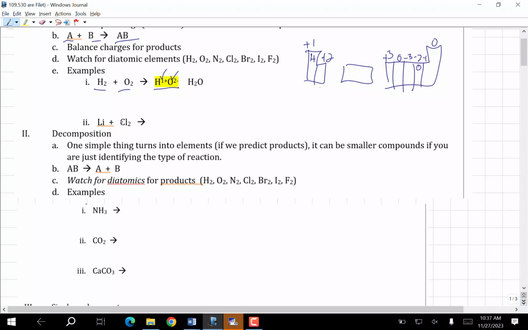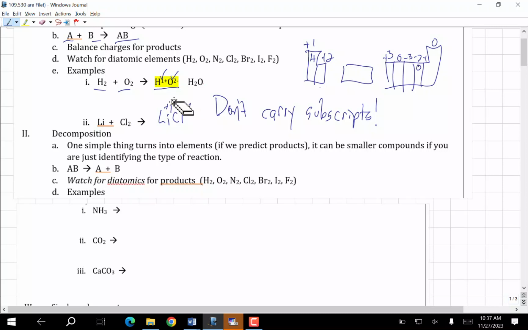So lithium plus Cl2 will give me LiCl. Notice, don't carry subscripts. Okay, so in this case, lithium is plus 1, chlorine is minus 1. They balance. I'm all done. See how we're using our naming stuff back? Yeah, we are.